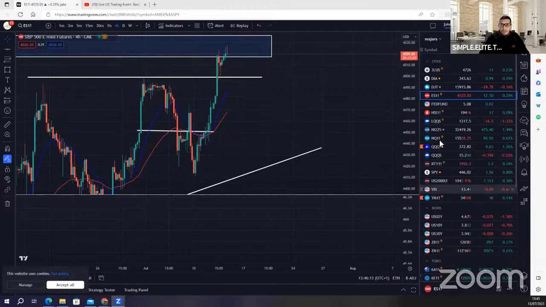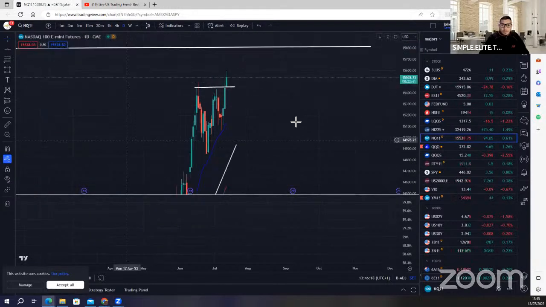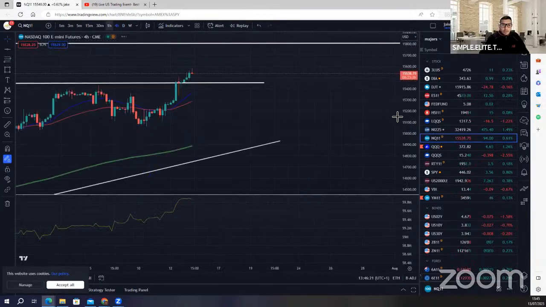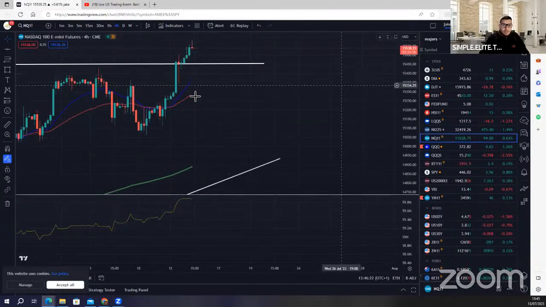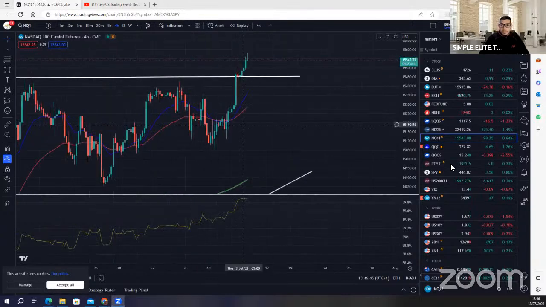Let's see Nasdaq. Also Nasdaq after this push higher yesterday, now price action looks very tight, and let's see if it's going to hold this 15,450 to remain bullish. But if this is not going to hold, I'm looking to go short-term bearish on indices.